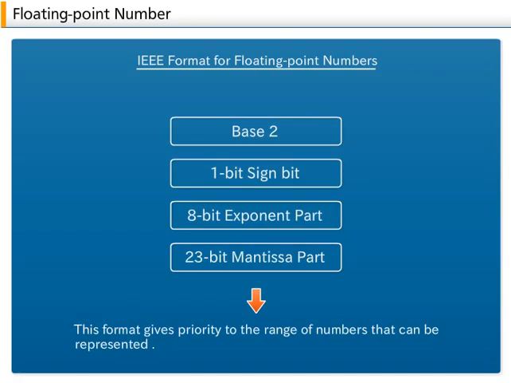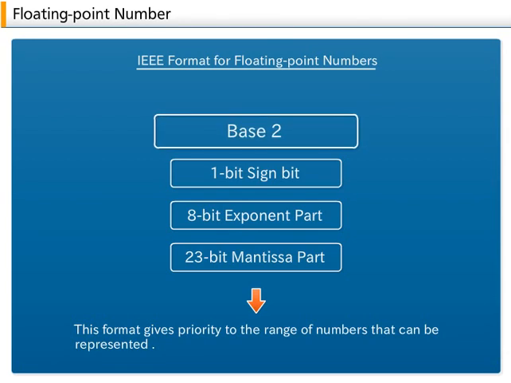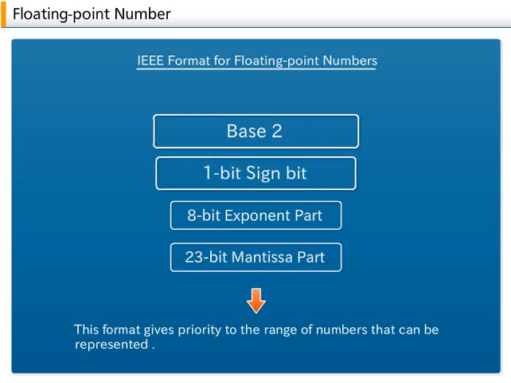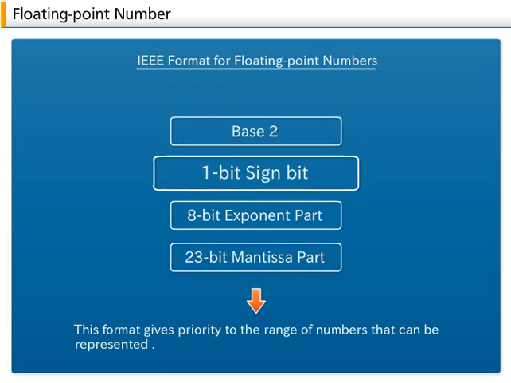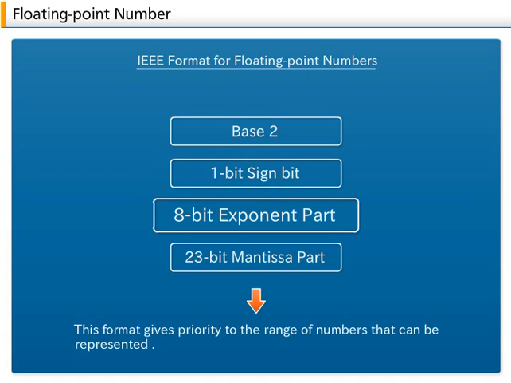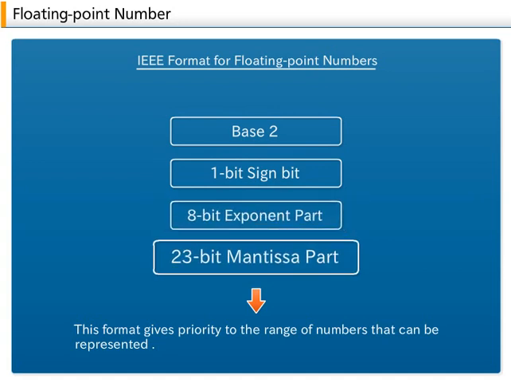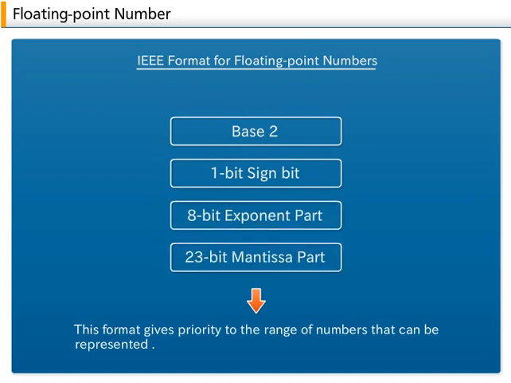Supplement. IEEE floating point number format. Under the IEEE standard, the format for single precision floating point numbers uses a base of 2 and contains 1-bit sign bit, 8-bit exponent part and 23-bit mantissa part. This format gives priority to the range of numbers that can be represented even though the significant digits are decreased.